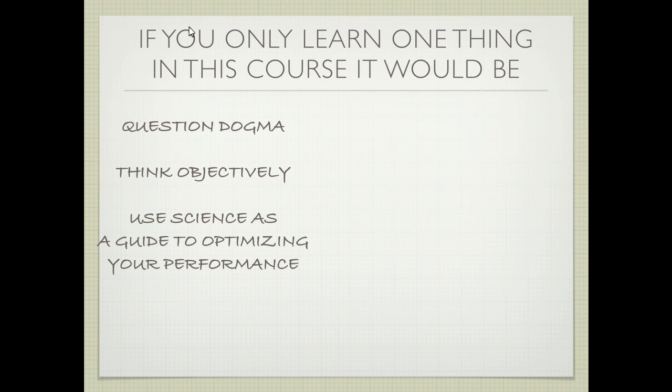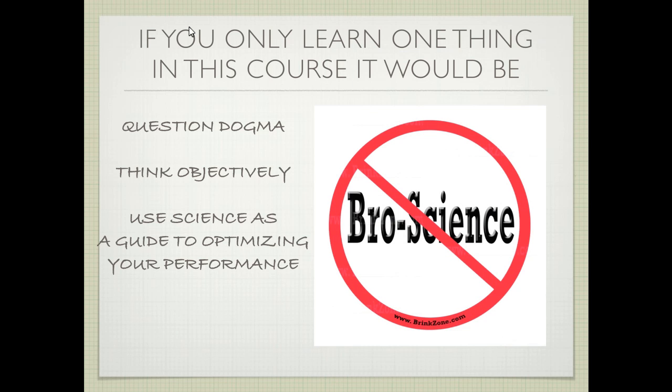So one of the things that I want you to have gotten out of this course is question things, right? One of the things is when I come into the classroom, I'm not necessarily the authority. The data is the authority. And that's what I've tried to get across: I may have a good feel for the data, but ultimately the data is the authority. Think objectively and use science as a guide to optimizing your performance, right? And let's stay away from bro science, right?